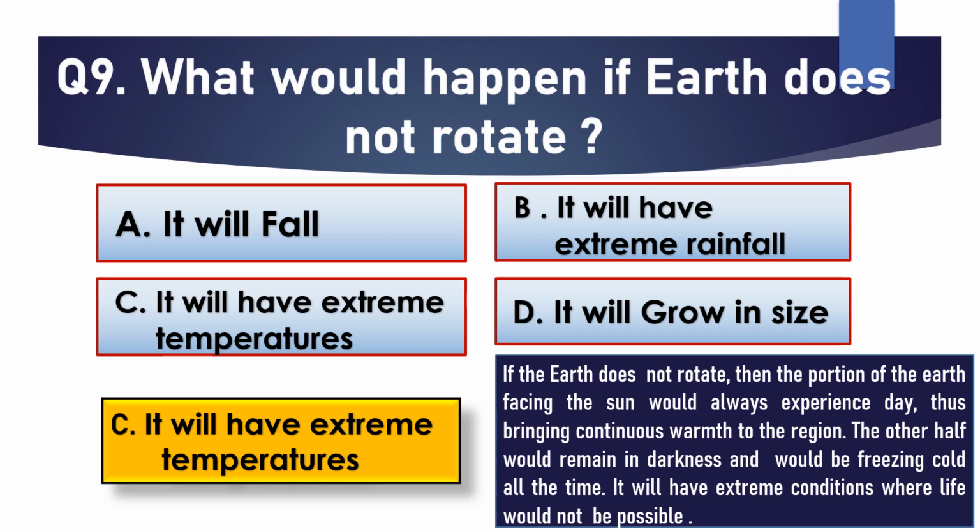If the Earth does not rotate, then the portion of the Earth facing the Sun would always experience day, thus bringing continuous warmth to the region. The other half would remain in darkness and would be freezing cold all the time. It will have extreme conditions where life would not be possible.